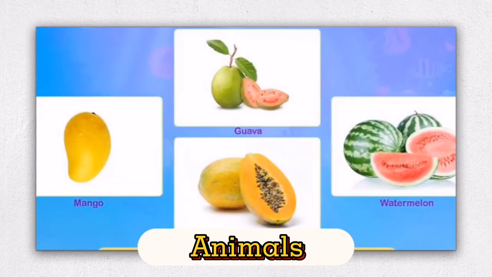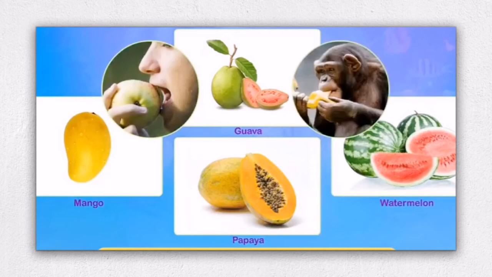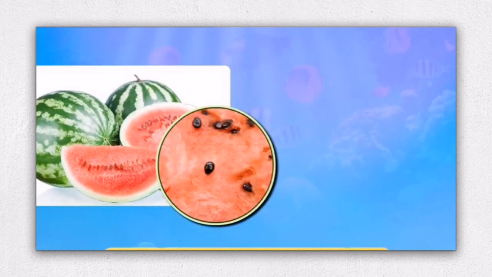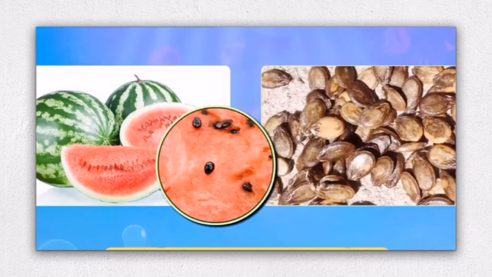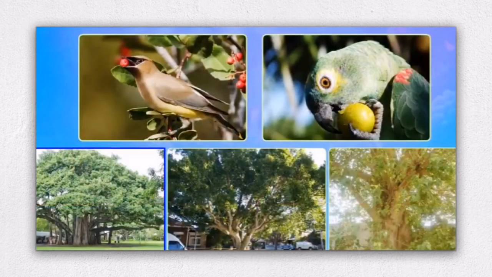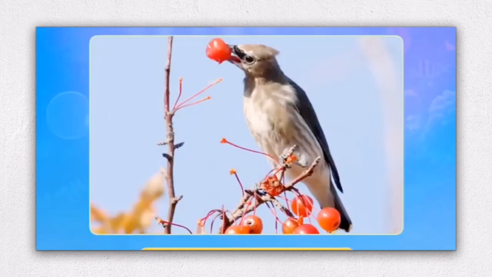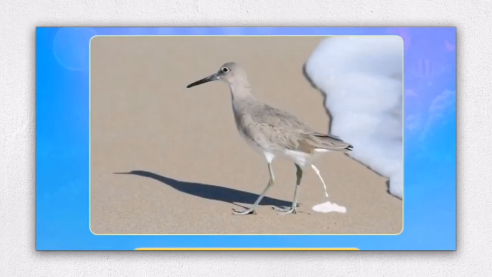Animals. Fleshy and juicy fruits like mango, guava, watermelon and papaya are eaten by man and some other animals. The seeds are thrown away after eating and thus dispersed. Birds eat the fruits of banyan, fig and peepal trees. They swallow the seeds along with the fruits. These seeds come out with the bird droppings.